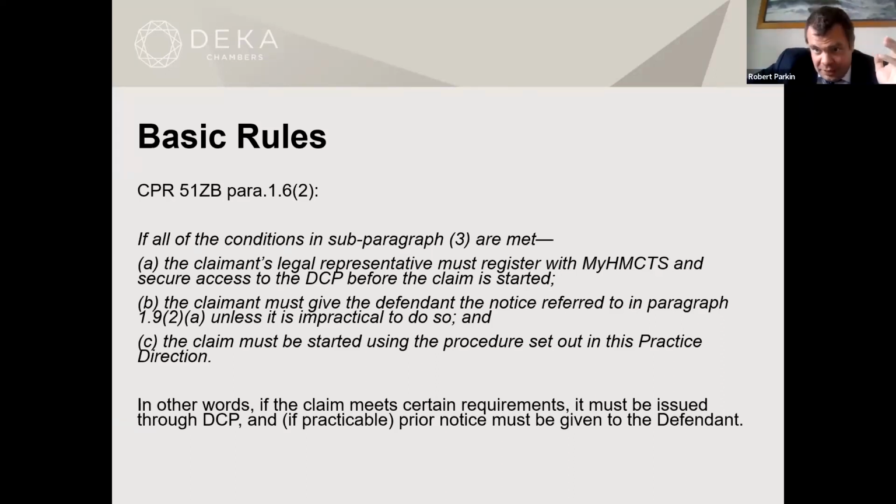So, if DCP applies, if the conditions in subparagraph 1.63 are met, which we're coming to next, the claim must be started through DCP. What happens if you don't? Well, very good question, and I don't think there's any satisfactory answer to that yet, but we will come to some of those considerations in due course. But before we get there, what are the conditions we're talking about?